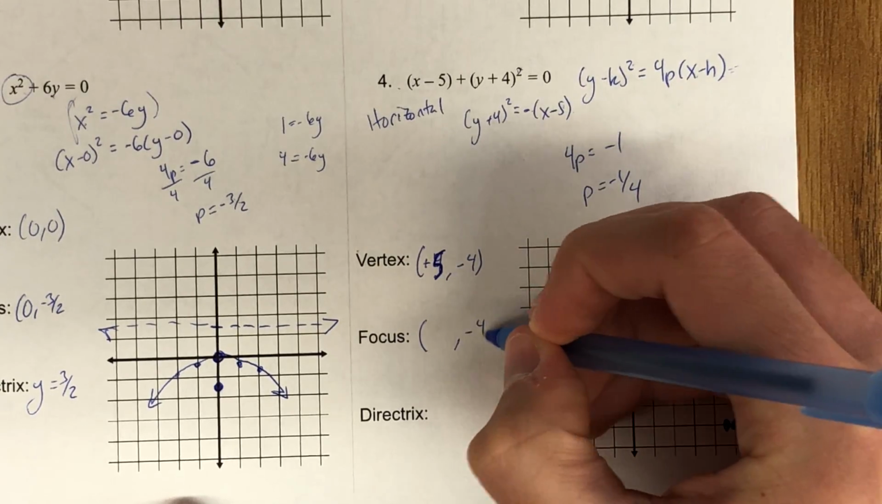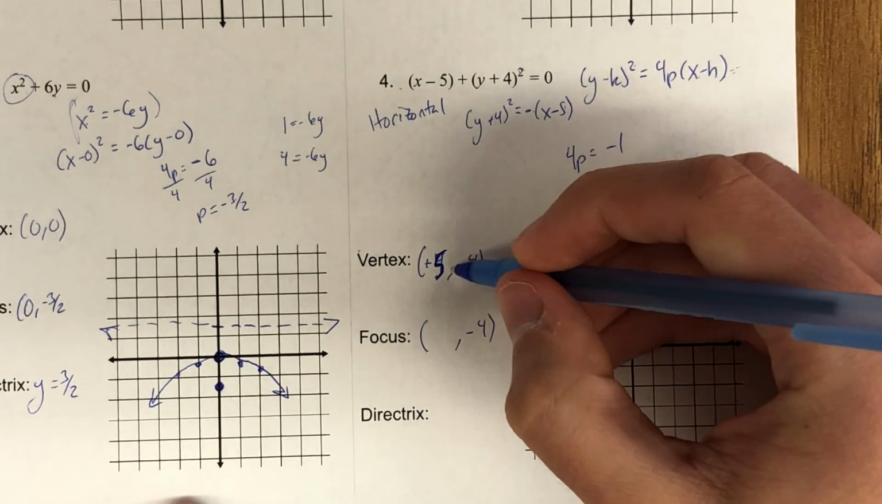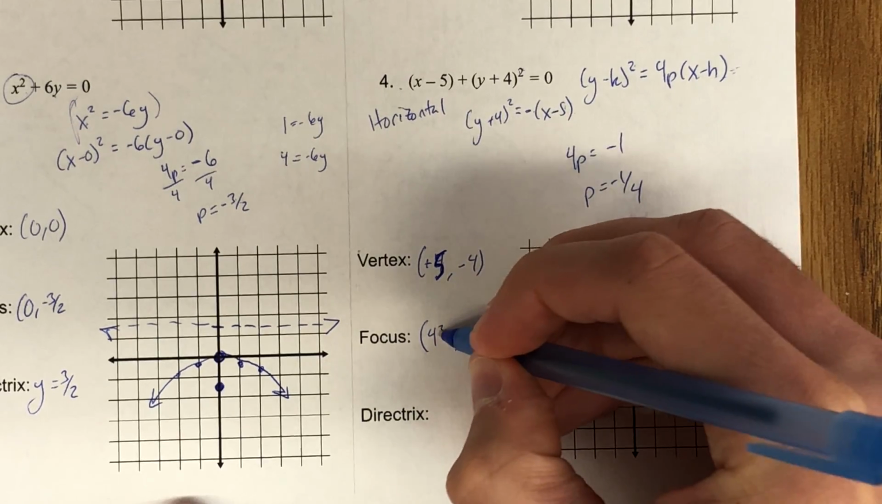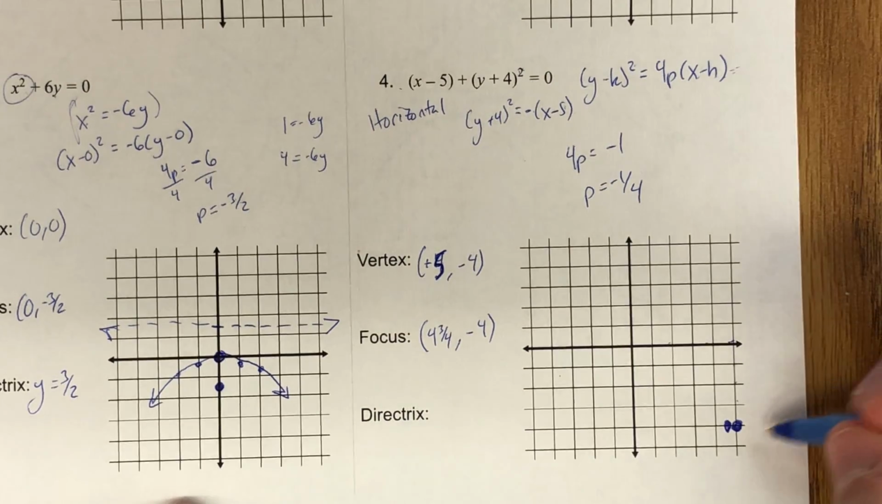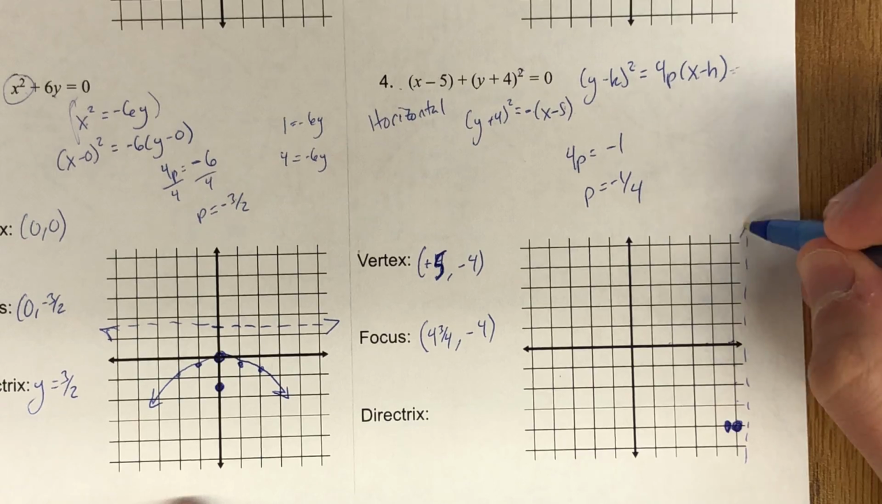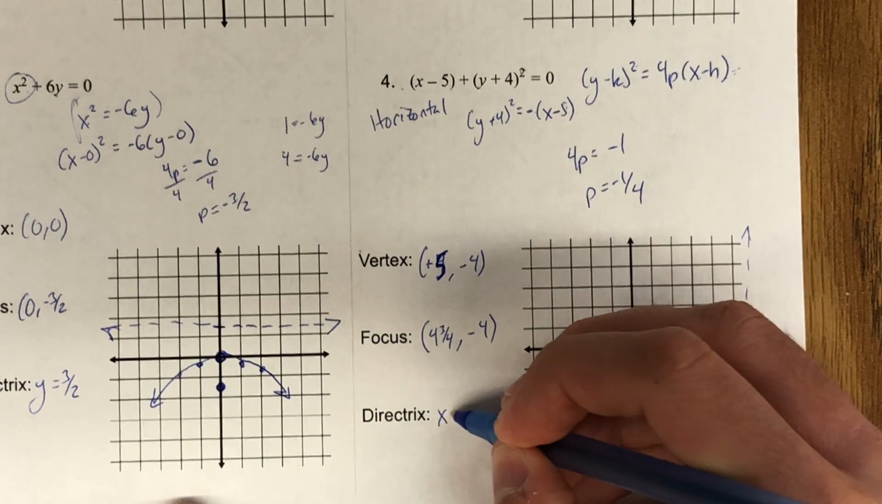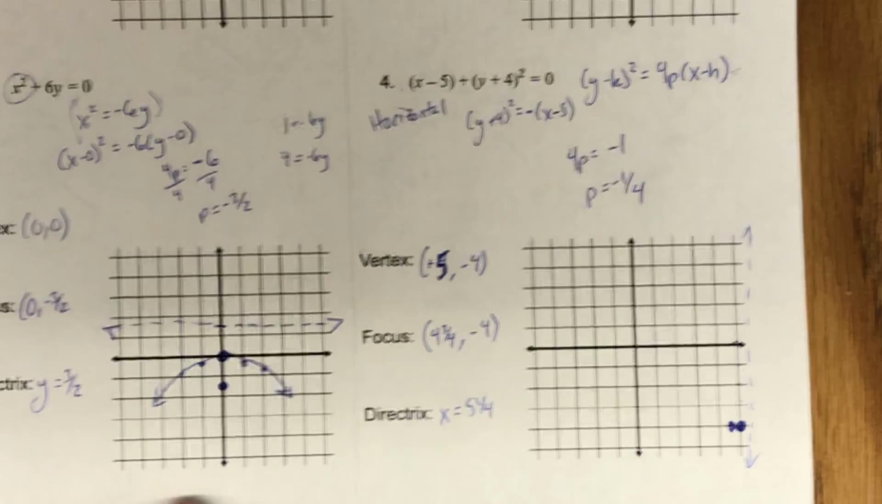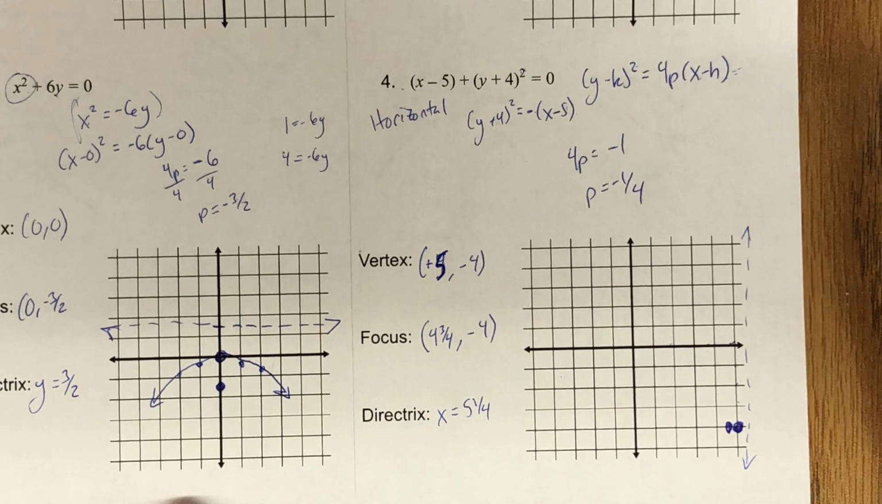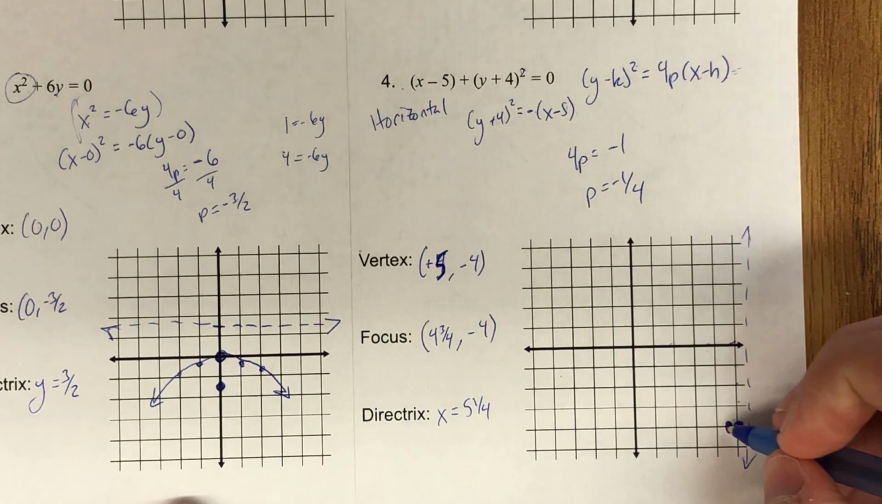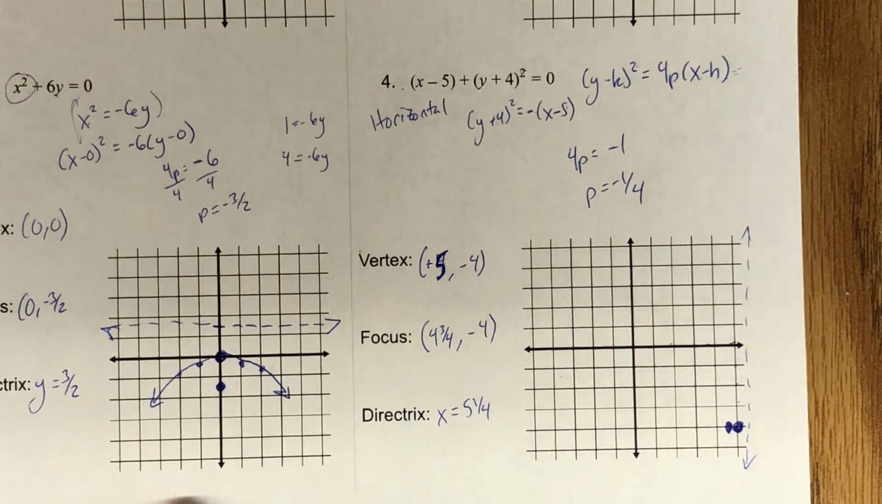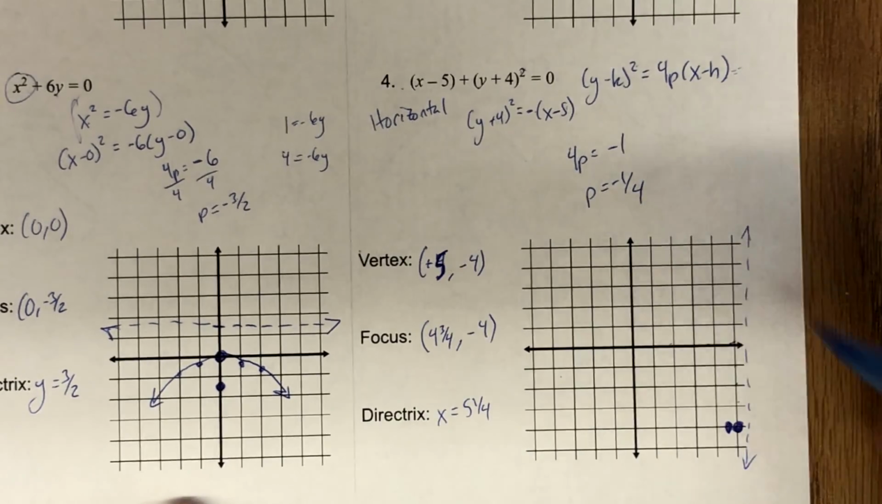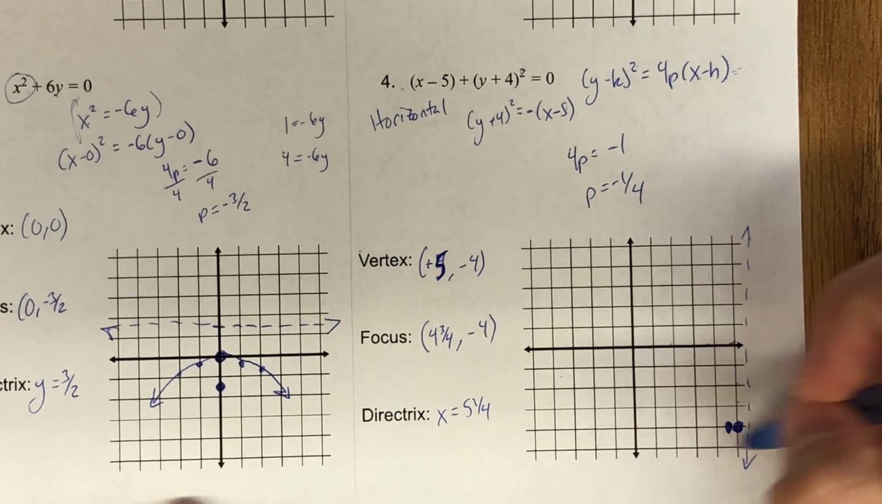So the y value stays the same. The x value will be 1/4 to the left. So from 5 to 4 3/4. The directrix will be 1/4 to the right, or x equals 5 1/4, because x would be a vertical line. Next, we want to figure out how to graph this. So let's plug in y values, because that's where things are going to mirror.